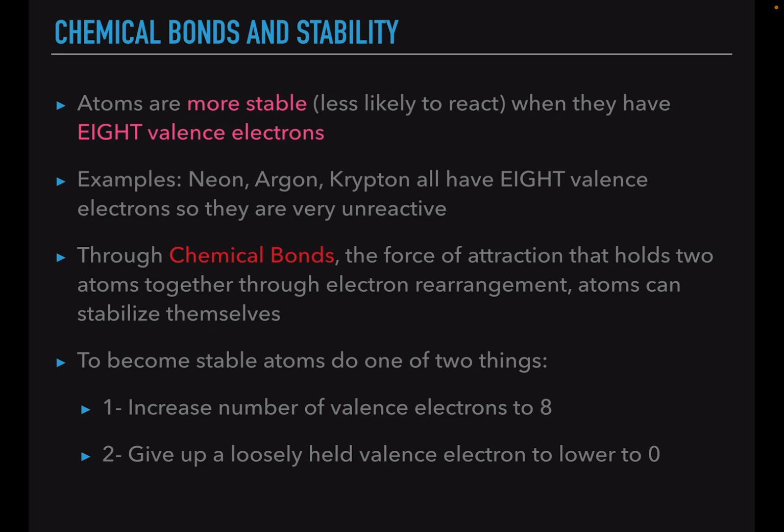Chemical bonds are how atoms share their electrons, and they're going to do one of two things. If they only have 1, 2, or 3 valence electrons, most likely they're going to want to get rid of those and go down to having none. So they're going to want to share those with something else that needs 1, 2, or 3 so that they only have 0. You're either going to be at 0 or 8 to be happy, basically.